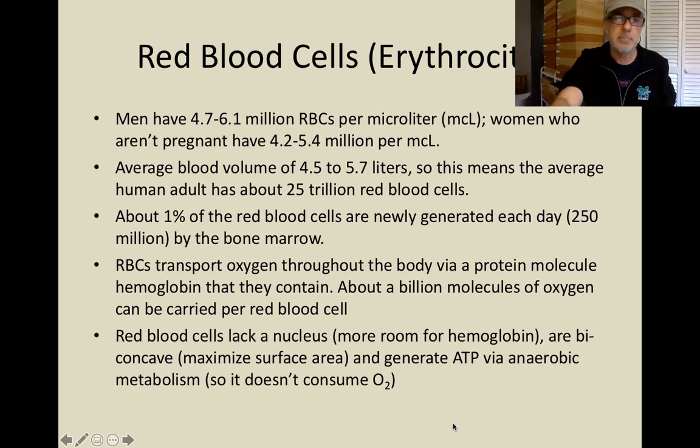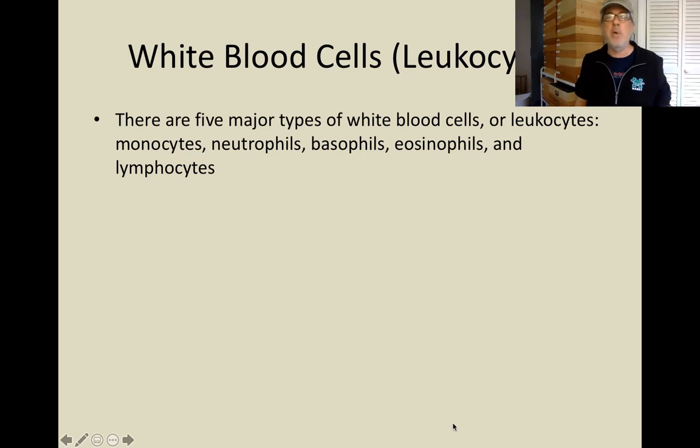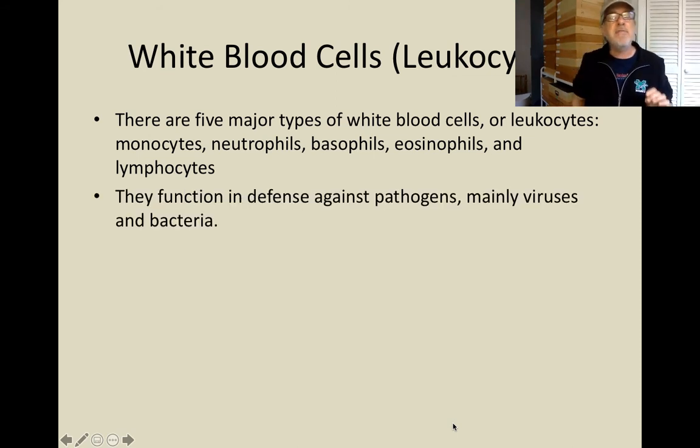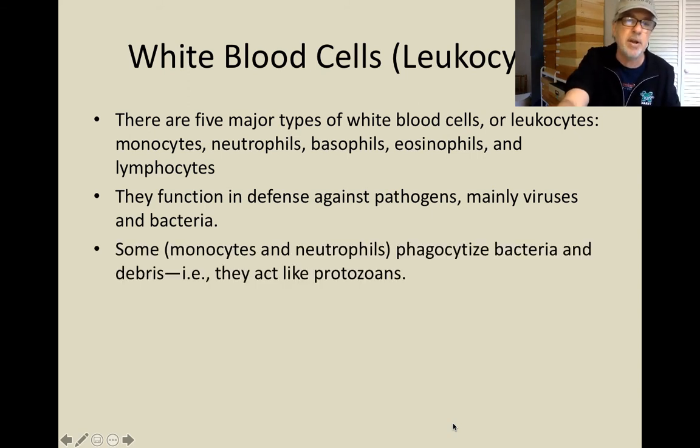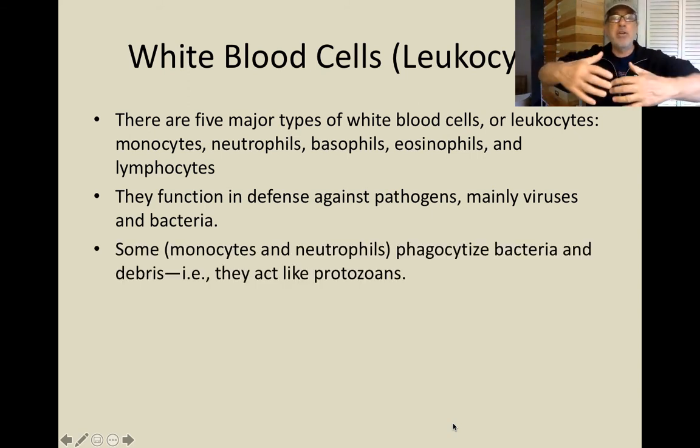There are 5 major types of white blood cells, or leukocytes, and you don't need to know these right now: monocytes, neutrophils, basophils, eosinophils, and lymphocytes. As I say, you don't need to know those. I just said the names so you will have heard them. They function in defense against pathogens, that is, viruses and bacteria. And some of them actually engulf bacteria and debris.